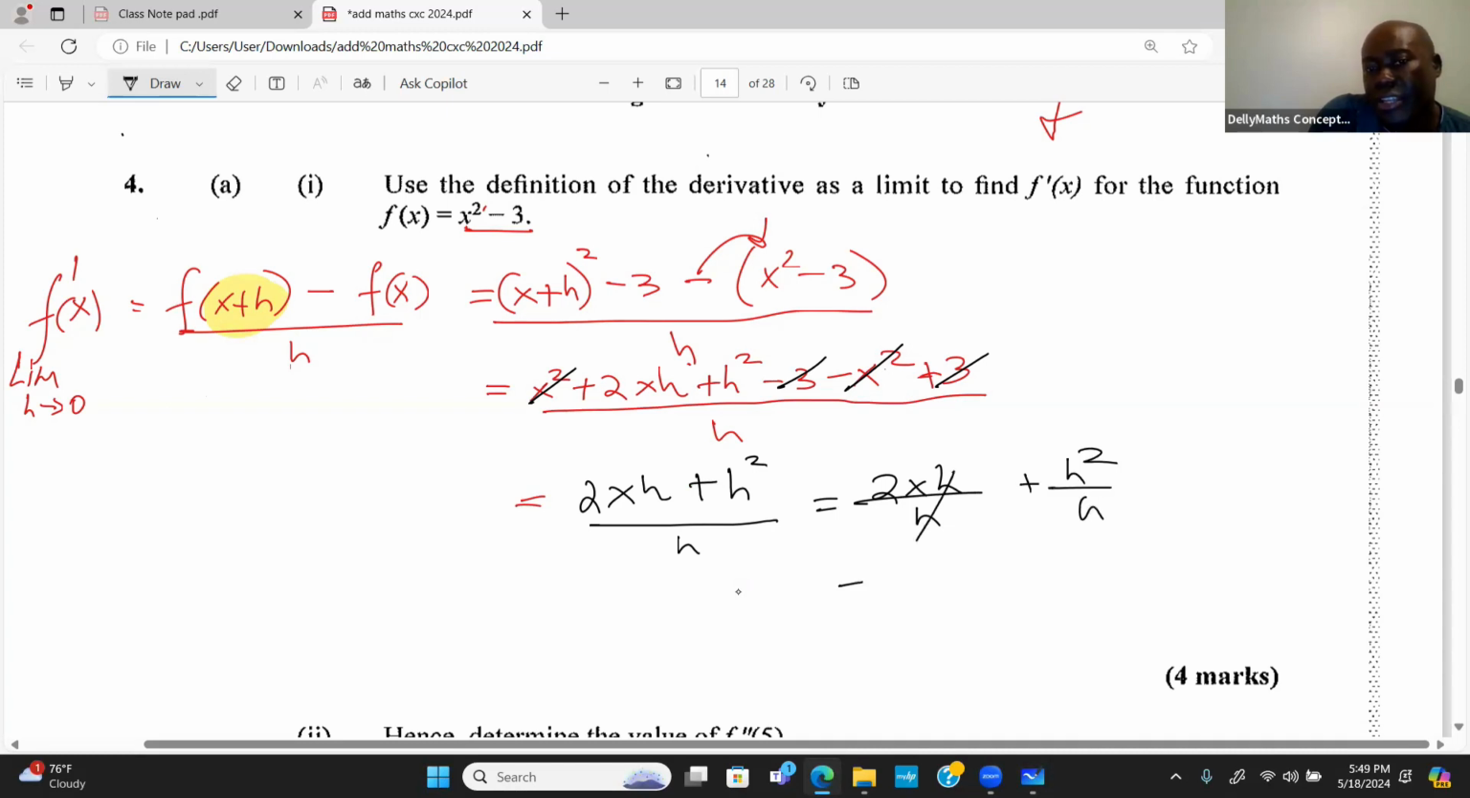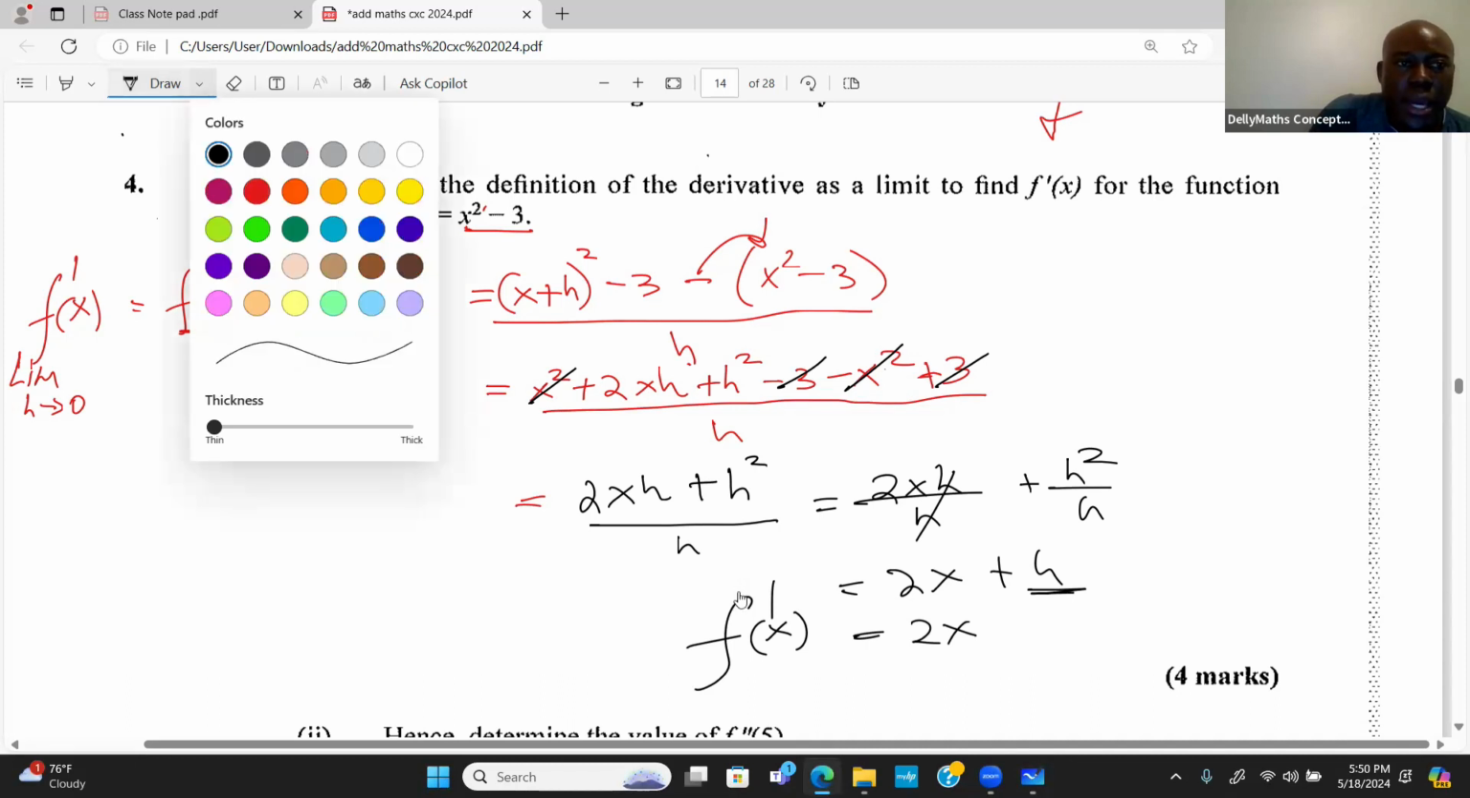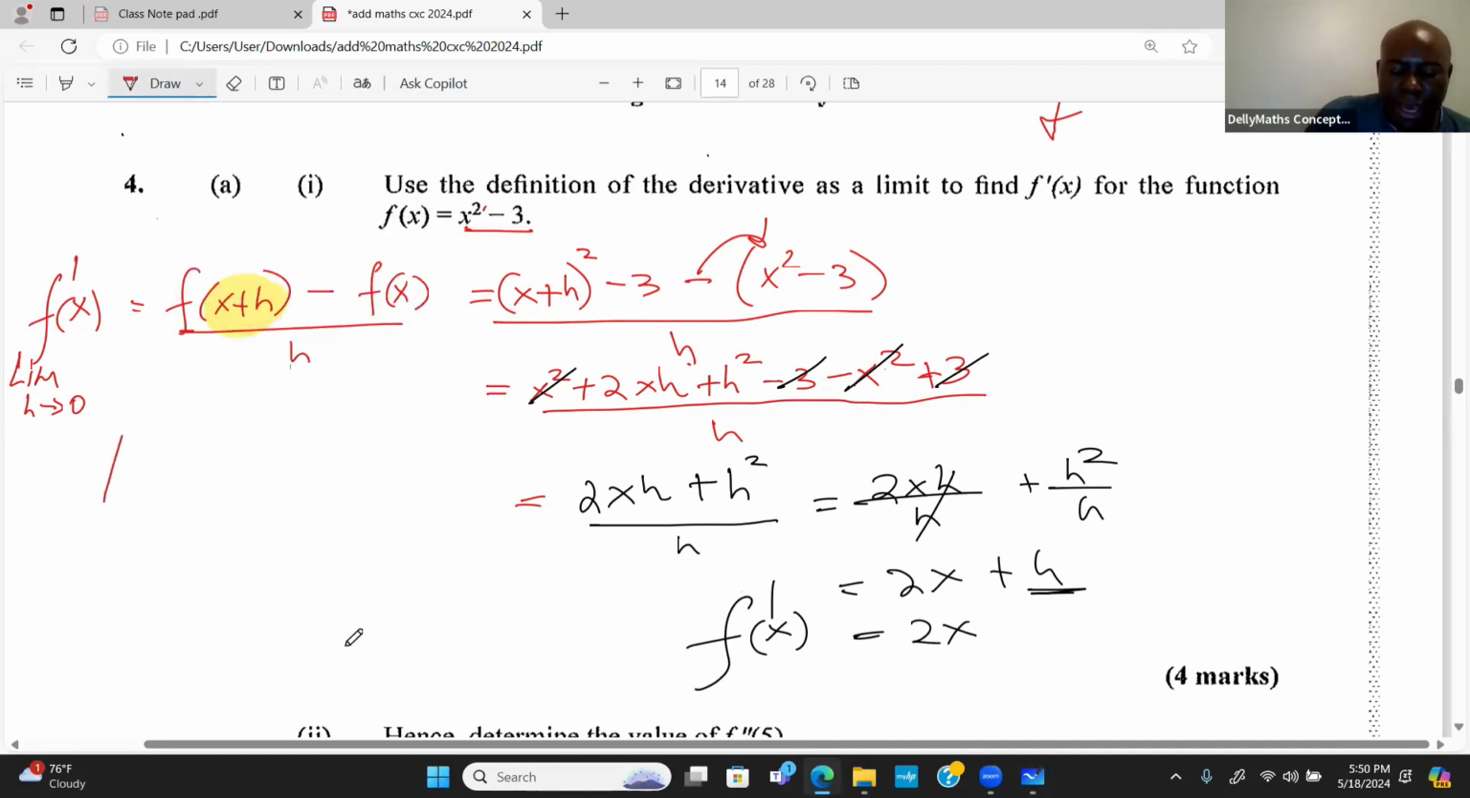So you see the h cancels there. So we have 2x plus h. Here's the idea. Remember that h is tending to 0, so this becomes 0. So what we're really left with is that the derivative of f of x is equal to 2x, because h was tending to 0. So that is what we refer to as our first principle.